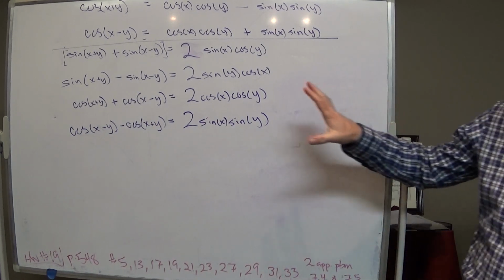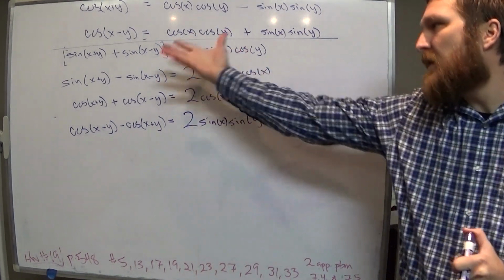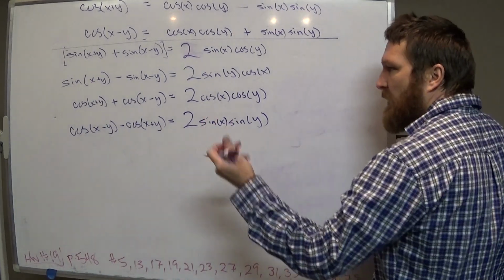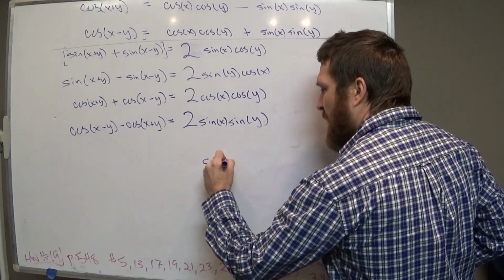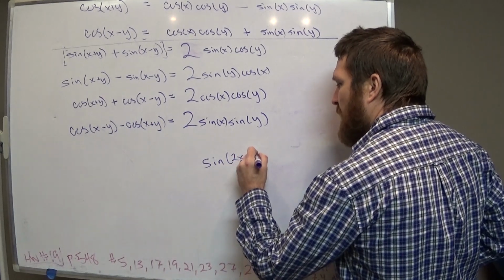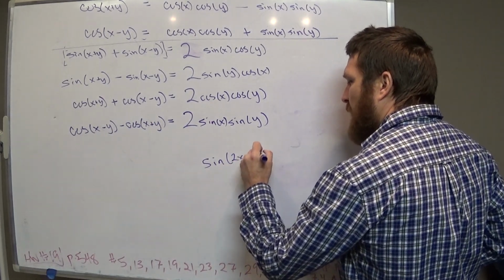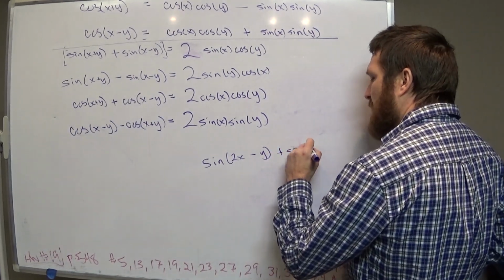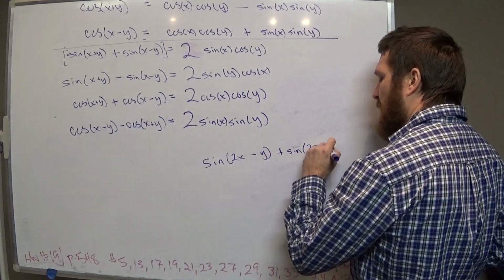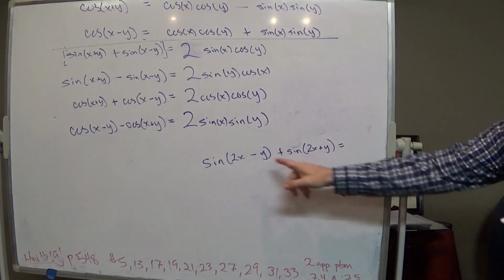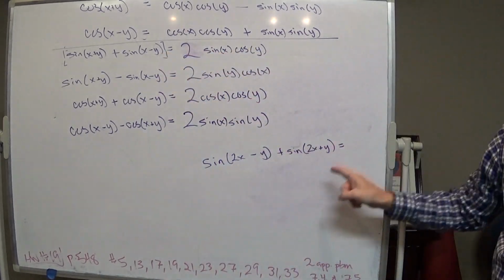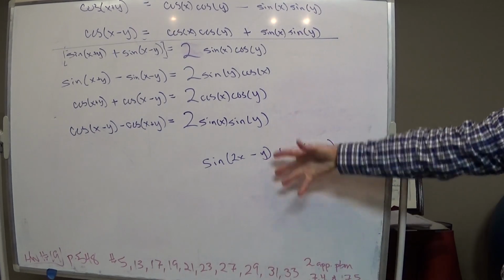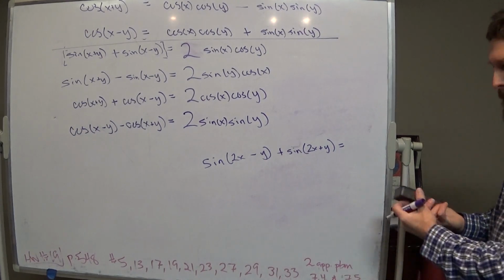These would be useful if you happen to have maybe an equation that has something like a sine 2x minus, say, a y, and then maybe plus sine 2x plus y. Then you'd say, oh, hey, look, that is that. And so it would be 2 sine 2x cosine y, right? Cool. But what if you have something like this?